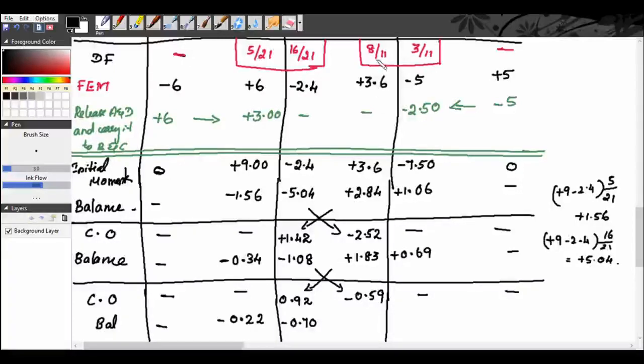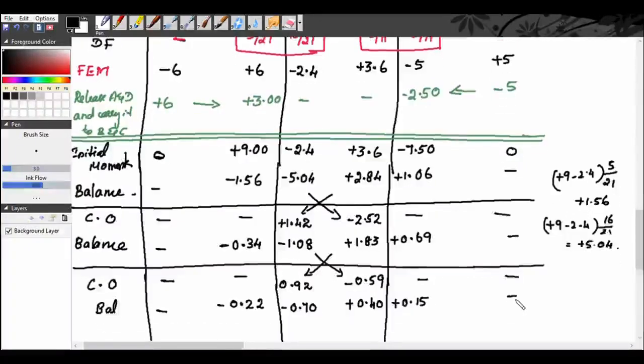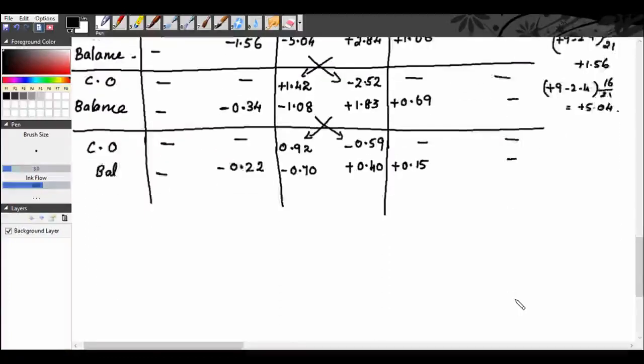Now for joint C, it is minus 0.59 multiplied by 8 by 11. We get minus 0.4. So balancing it is plus 0.4. Minus 0.59 multiplied by 3 by 11, it is minus 0.15. So balancing it is plus 0.15. Now we will go for the next iteration. Again carryover and balancing.